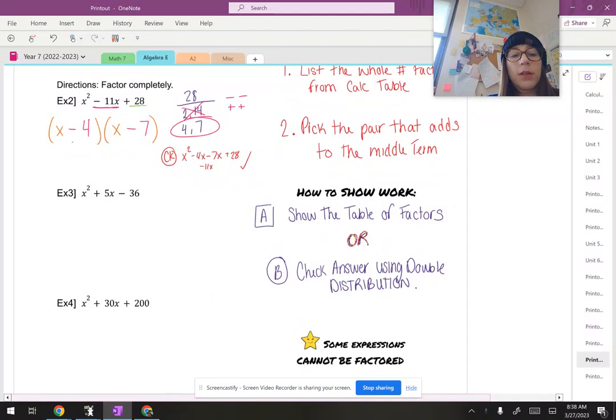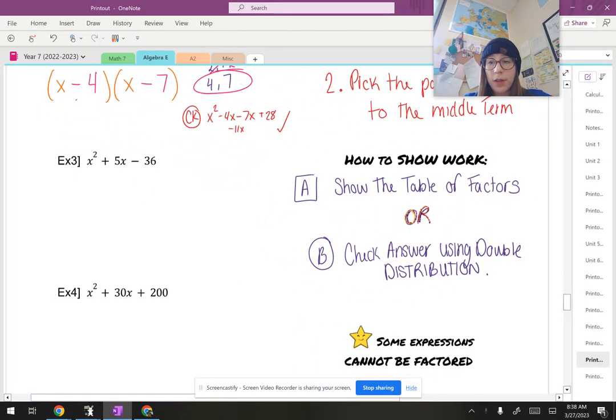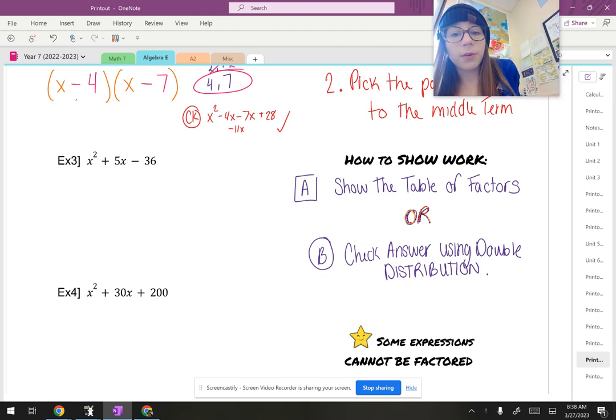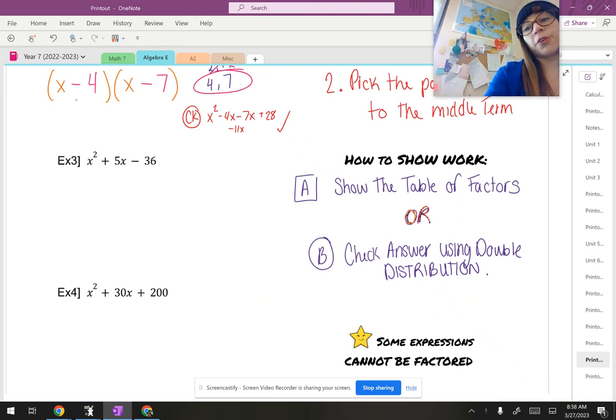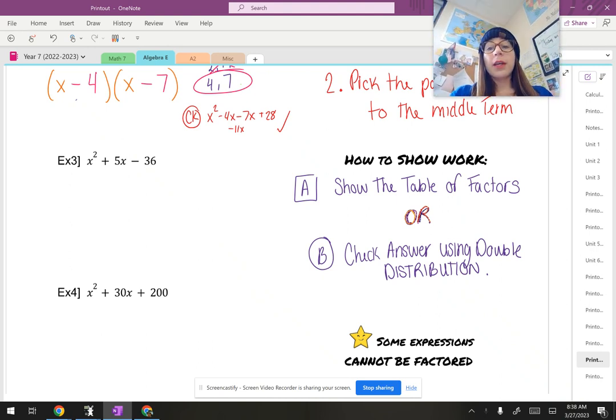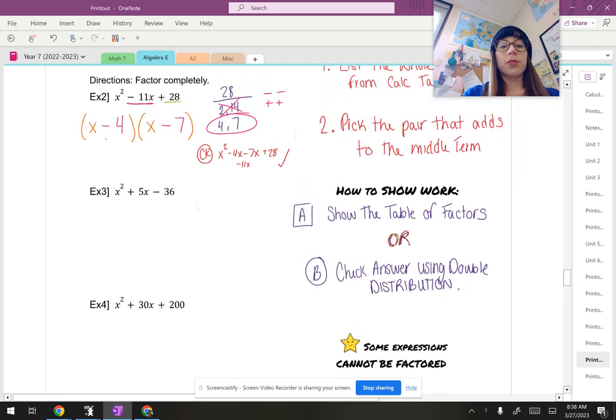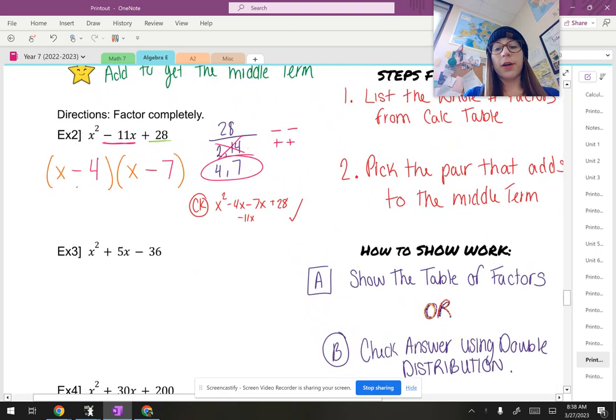Okay, so here we are looking at example number 3 for Algebra 9-5. So we're factoring here. Now, again, I just want to go over how to show your work. You have two options for how to show your work to get full credit on these questions. Option A is you show the table of factors like we practiced in example 2 there.